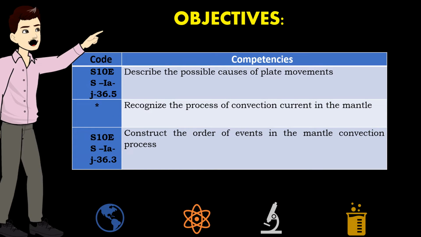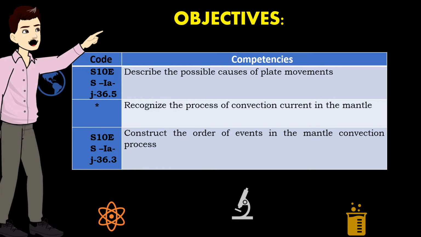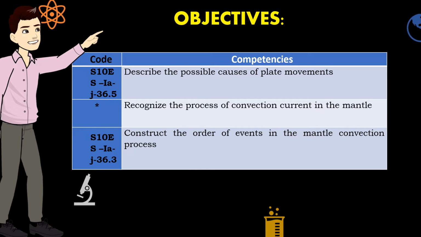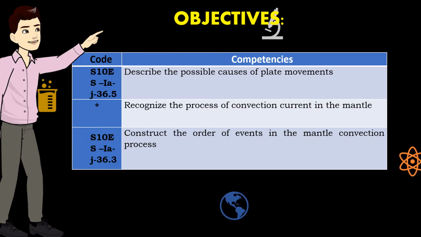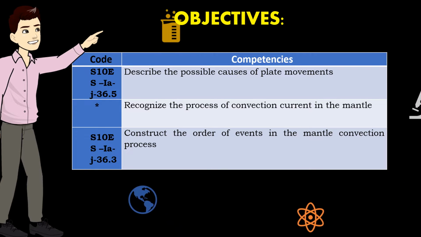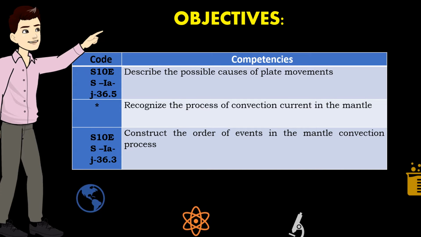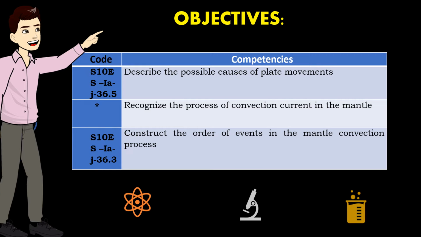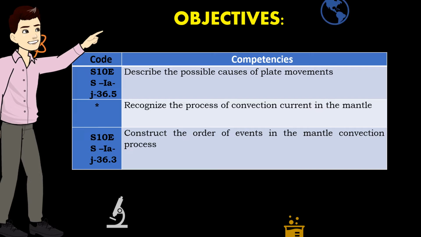Thanks for trying your best to remember what you have learned in your previous lesson and answering the short activity. Now let's all read the objectives for this module. 1. Describe the possible causes of plate movement. 2. Recognize the process of convection current in the mantle. And 3. Construct the order of events in the mantle convection process. Now that you know what to expect, let us move to our lesson proper to firm up our knowledge.